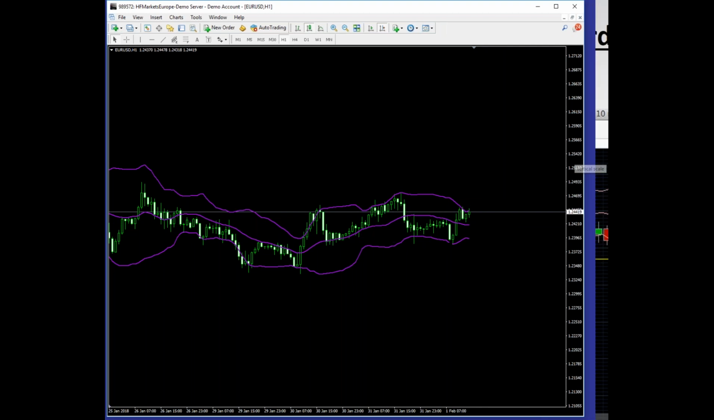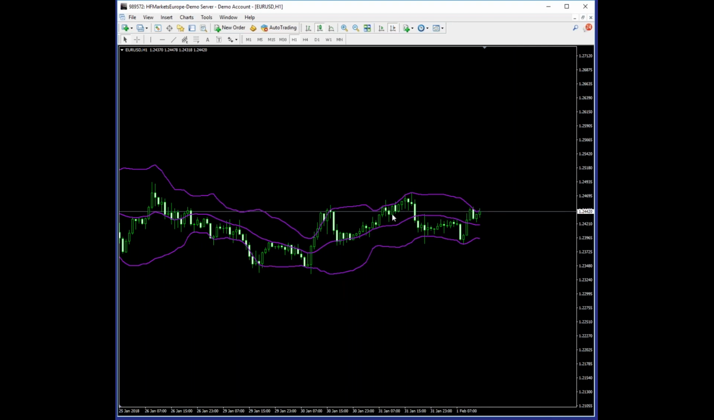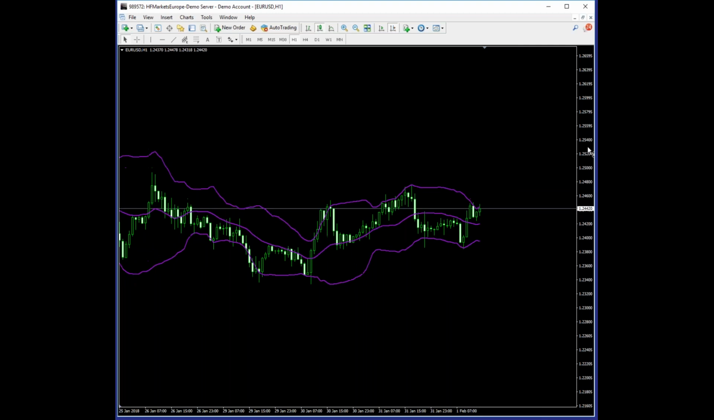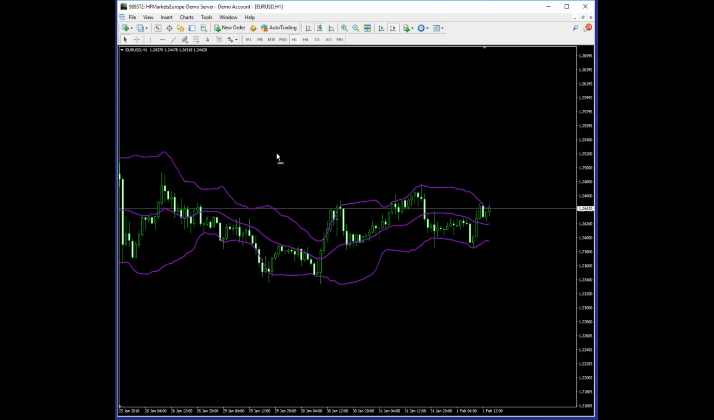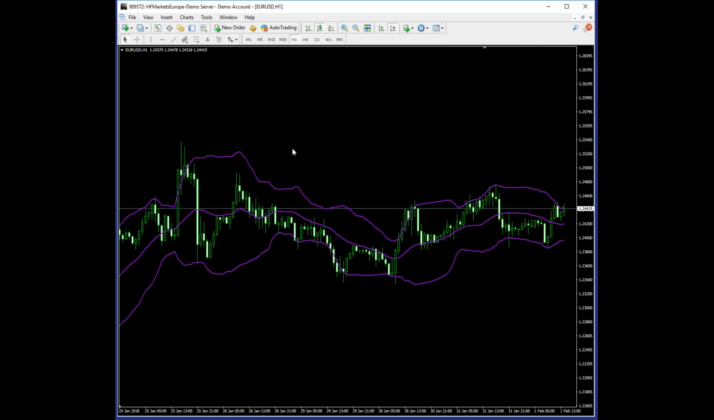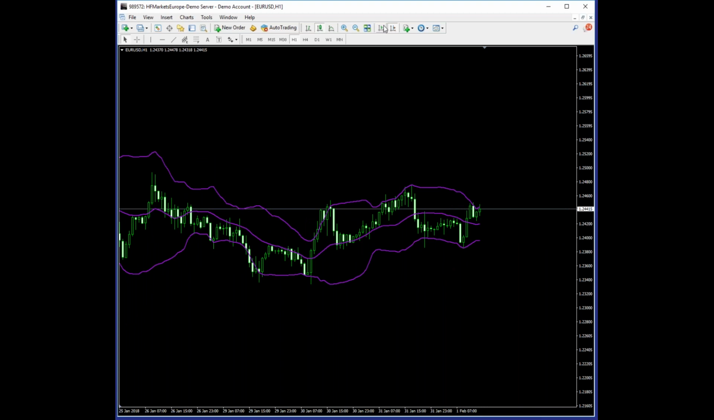Just make sure there is no news upcoming, so this ranging formation would hold, and you can take the next trade here. This is not investment advice. This is just a visual observation of what the price might do, based on the formation which we call the Bollinger Bands. So let's get back to the actual presentation.